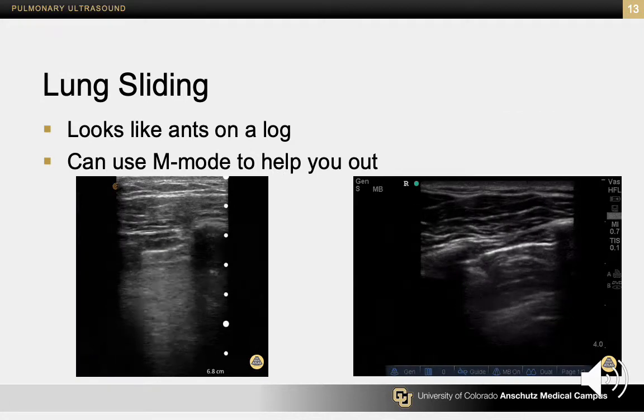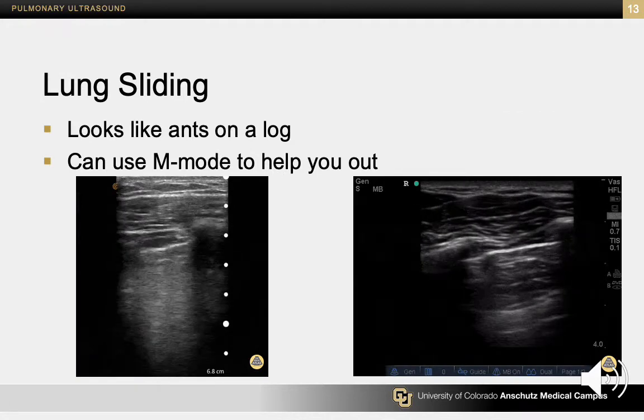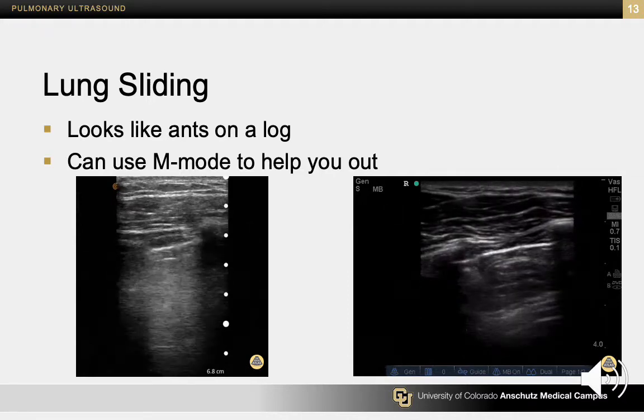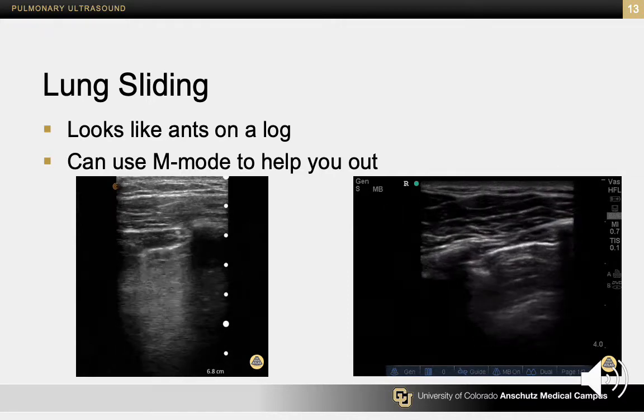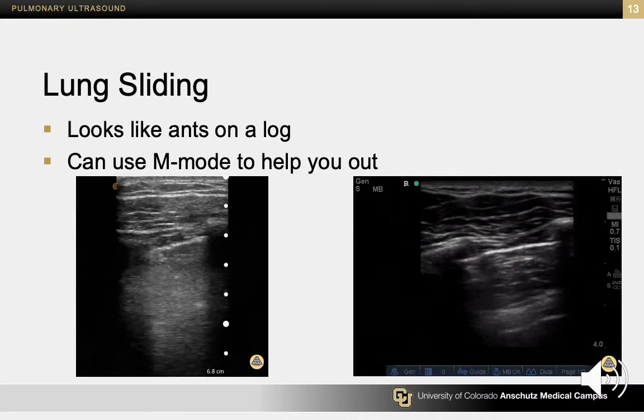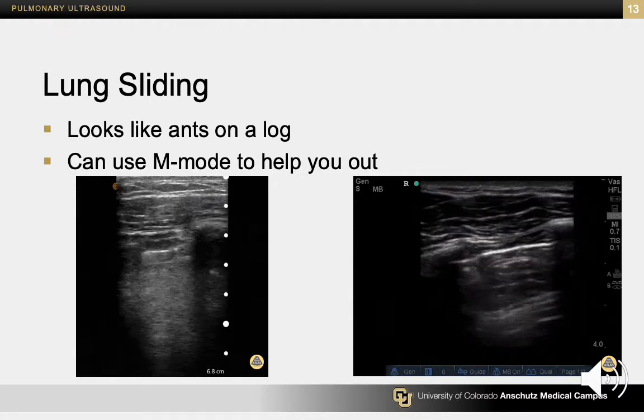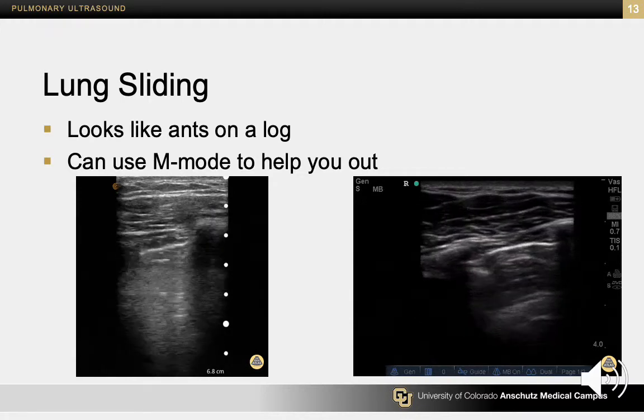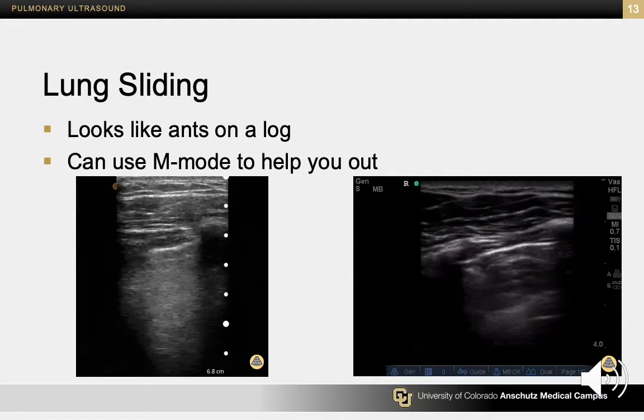Okay, so we'll start here on the left. Looking at lung sliding, what we've got here is the probe up here. This is done with a linear probe. We've got some rib shadowing here, and then right here, this bright white line is what we're talking about.